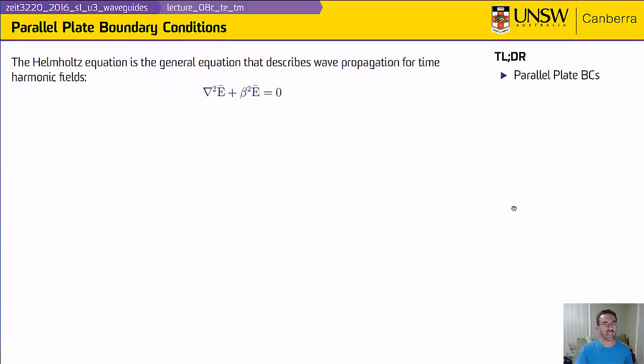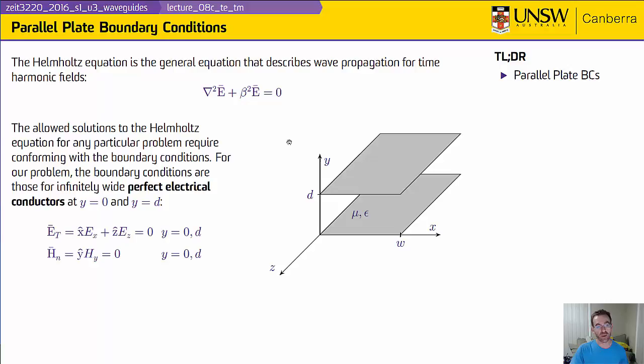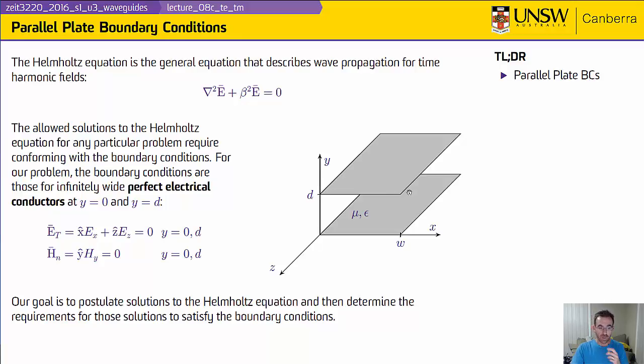So just like we did in the TEM case, we're going to start with our parallel plate boundary conditions, and we're going to satisfy the Helmholtz equation subject to the boundary conditions associated with the parallel plate. As we did in the previous lecture, we need to postulate solutions to the Helmholtz equation and then be able to determine the requirements that allow those particular solutions to satisfy the boundary conditions that we care about.